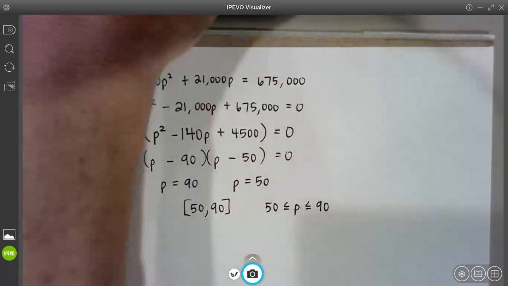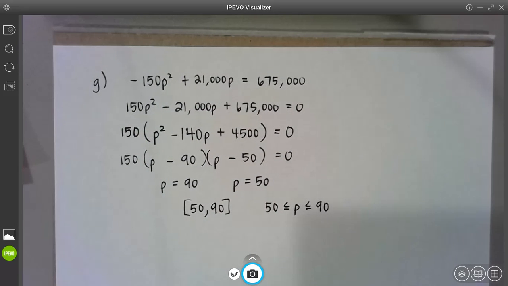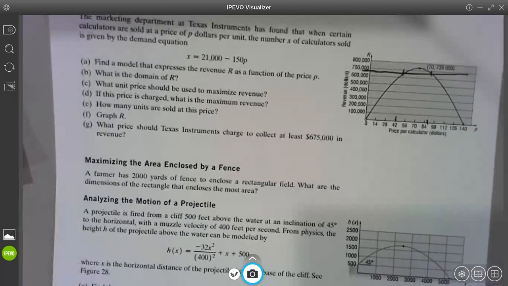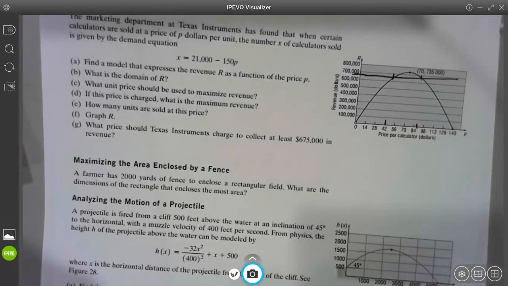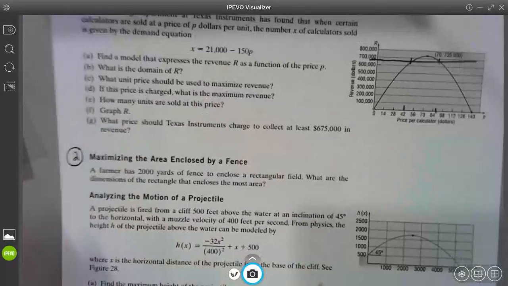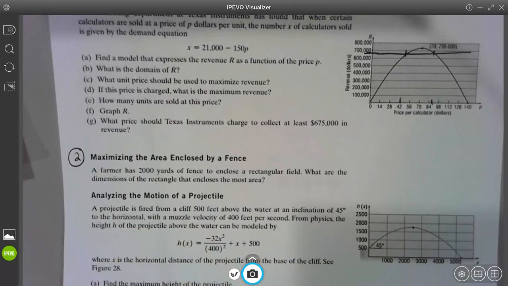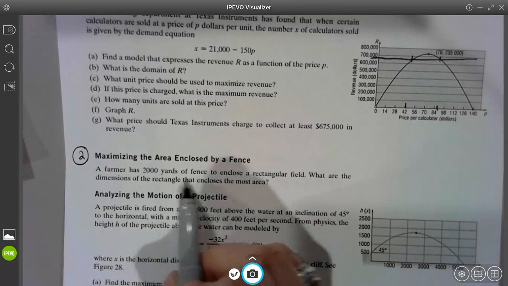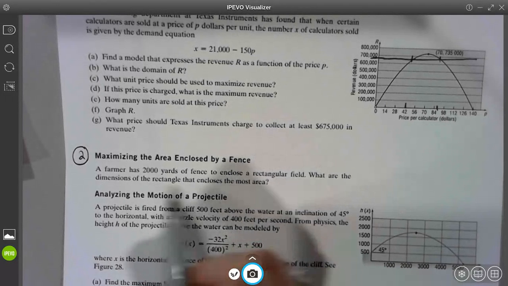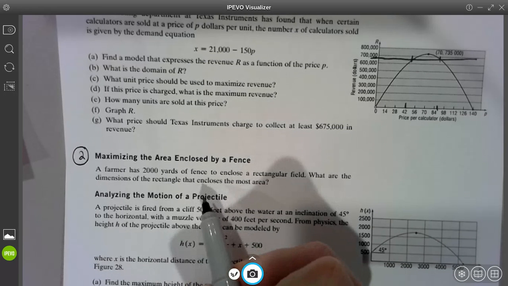Let's go to the second example now. Okay. This one says, this is number 2. Maximizing the area enclosed by a fence. A farmer has 2,000 yards of fence to enclose a rectangular field. What are the dimensions of the rectangle that encloses the most area?